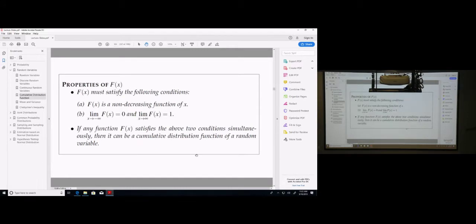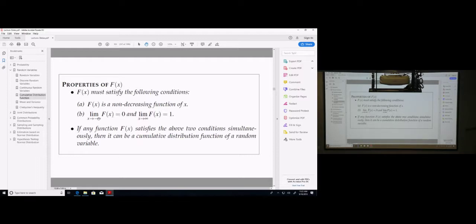Okay, F of x must satisfy the following conditions. F of x is a non-decreasing function of x. We have mentioned it in a number of slides before. If you remember, if x1 is less than x2, then F of x1 is less than or equal to F of x2. You can't assert that it is a strictly increasing function, because the function might be flat. Okay, so like the step functions.